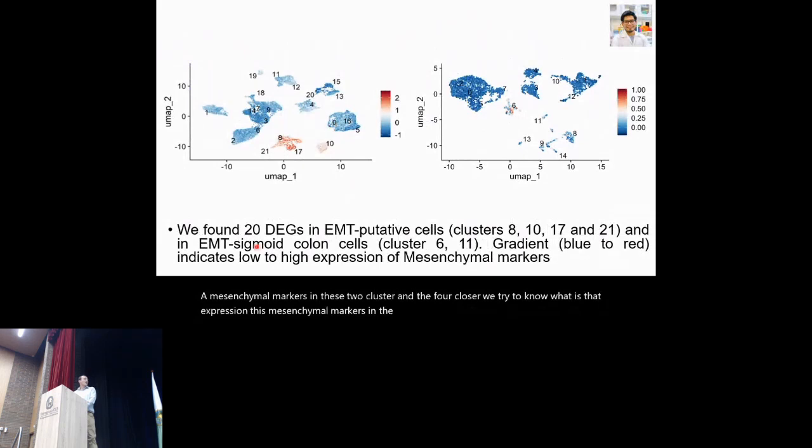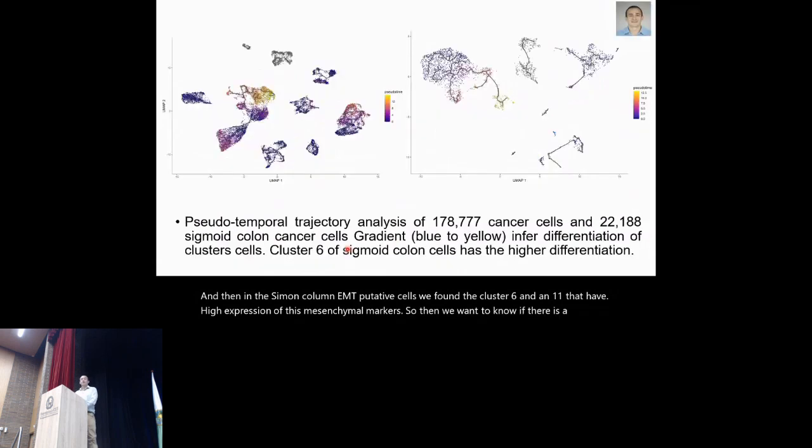So we found 20 differentially expressed genes in these EMT putative cells. That was the clusters 8, 10, 17, and 21. And then in the sigmoid colon EMT putative cells, we found the clusters 6 and 11 that have high expression of these mesenchymal markers. So then we want to know if there is a relationship between the evolution of these epithelial cells and these clusters that express mesenchymal markers to evidence the EMT transition.